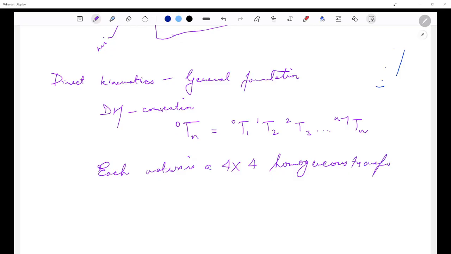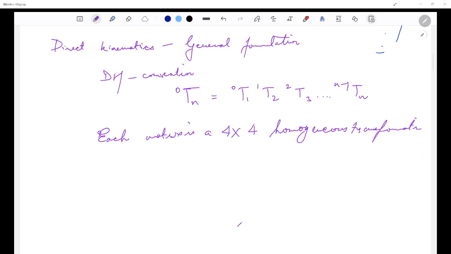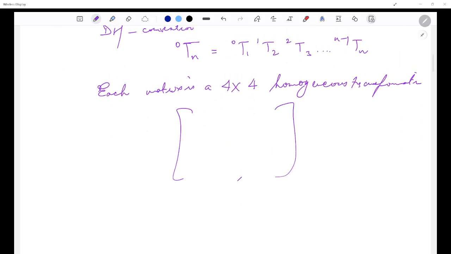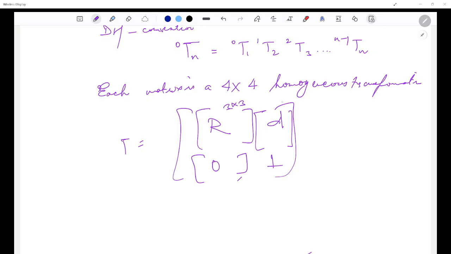And why do we say 4 cross 4? Because the matrix for transformation looks like a rotation matrix, a translation vector essentially, and then the zeros over here, and then 1. This has 3 cross 3 elements, this has 3 cross 1 elements, this has 1 cross 3 elements, and this is 1 cross 1. So in total it is 4 cross 4.